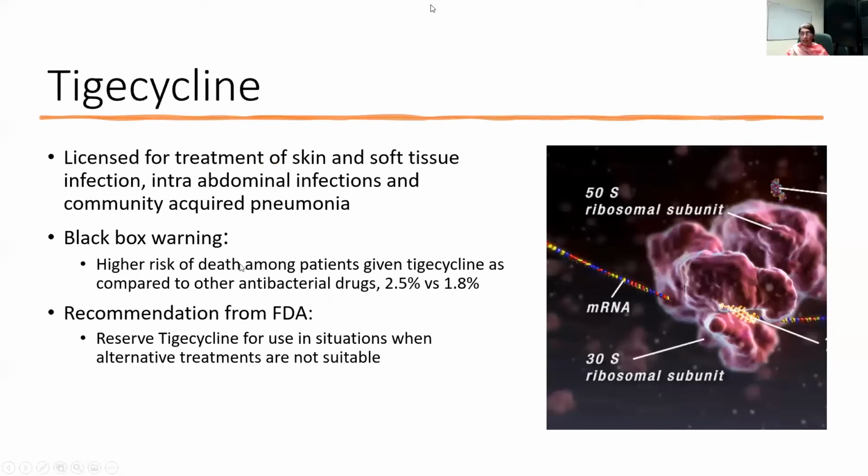A few words about tigecycline. It is licensed for the treatment of skin and soft tissue infections, intra-abdominal infections, and community-acquired pneumonias caused by carbapenem-resistant bacteria. However, there's a black box warning about a higher risk of death among patients treated with tigecycline as compared to other antibacterial drugs. The recommendation from the FDA is to reserve tigecycline for situations where alternative treatments are not available.